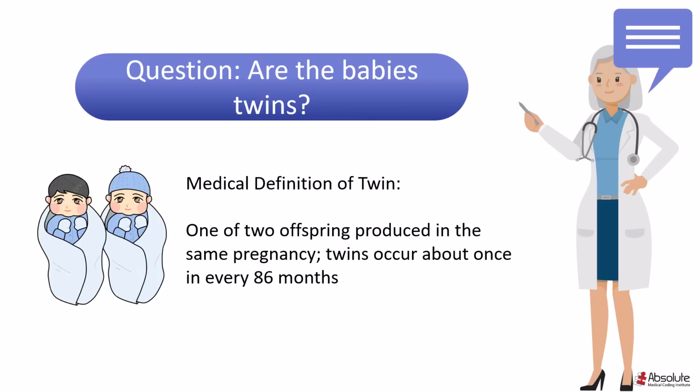Well, the medical definition of a twin is one of two offspring produced in the same pregnancy. Twins occur about once in every 86 births. So, according to this definition, coders, the answer is yes. Yes, it is. I might say no because of the difference, but the definition says otherwise.